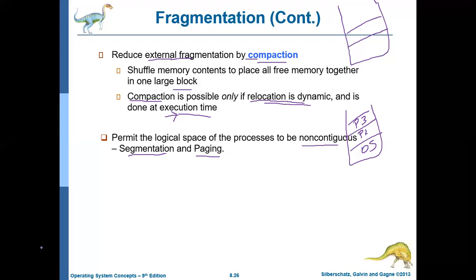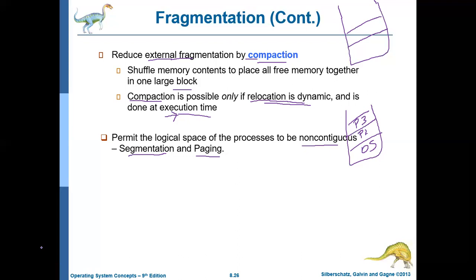Compaction means moving all the allocated memory to one end and all the free memory to the other end, so that when a new process comes, you can allocate memory from the free locations. But compaction is possible only if relocation or binding is done at runtime, at execution time. If binding is done at compile time or load time, then compaction is not possible.